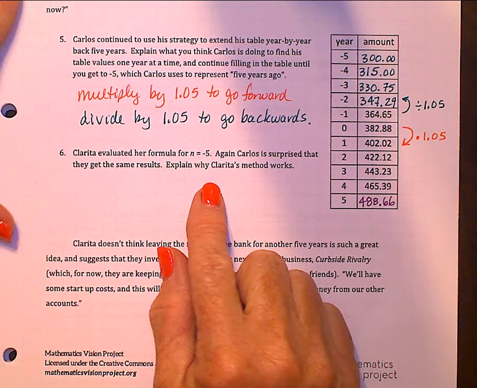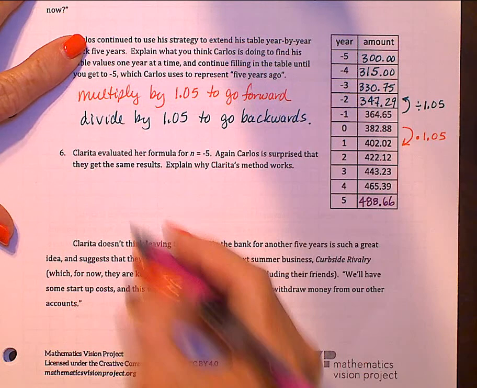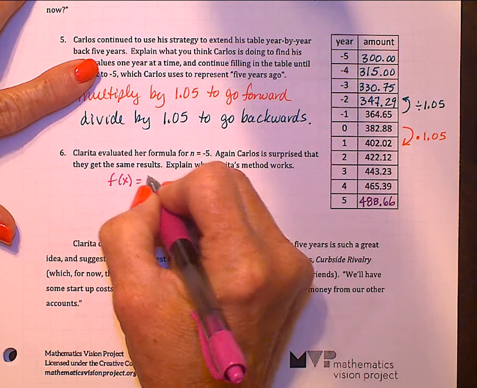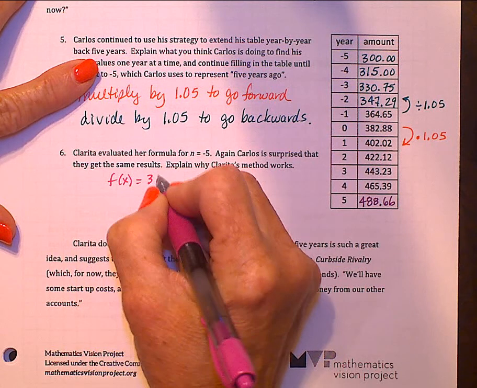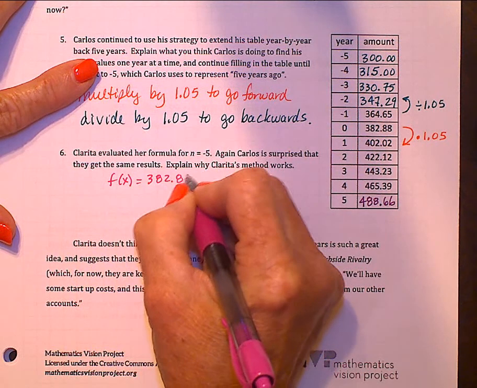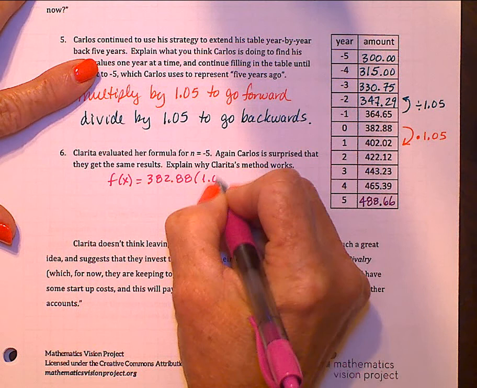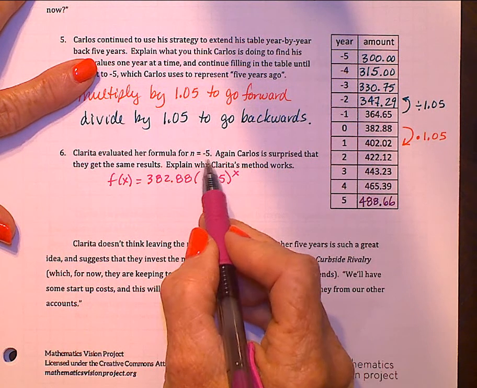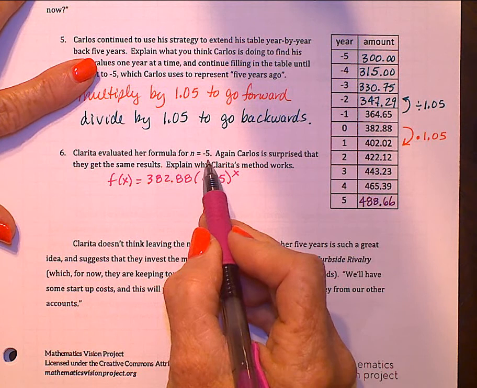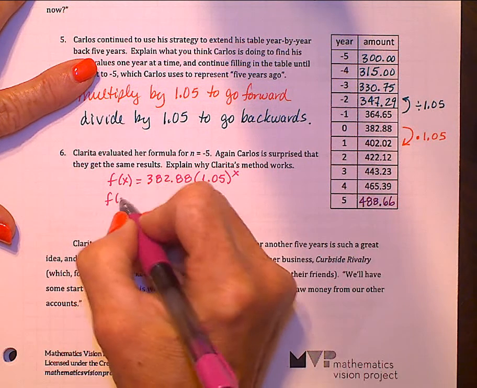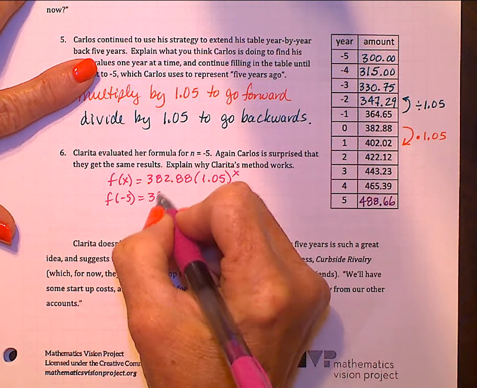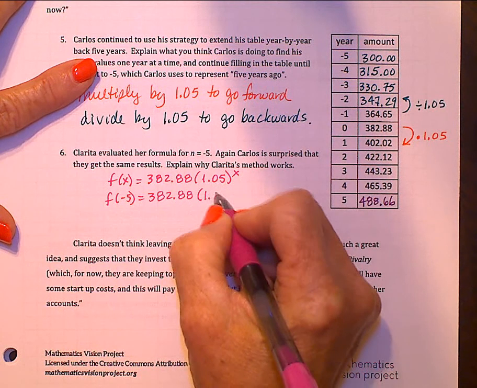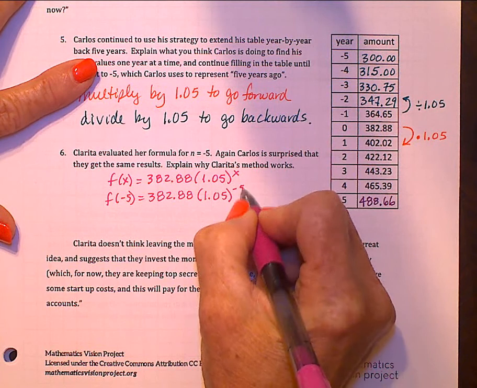So Clarita's formula was that exponential formula. I'm going to jot it down here again. It was 382.88 times 1.05 to the x. And we want to figure this out at time -5. So that's 382.88 times 1.05 to the -5.